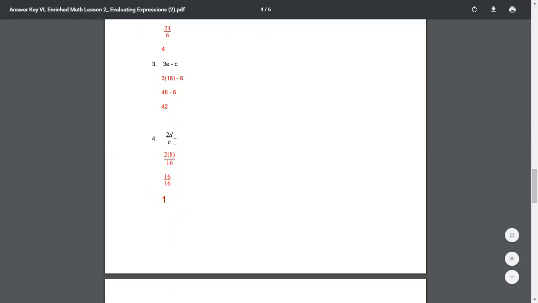Okay, and then the last one like this, number 4, 2d over e. We know we have to do multiplication, in this case top down. So 2 times 8, 16, 16 over 16, and then that one ends up being 1.